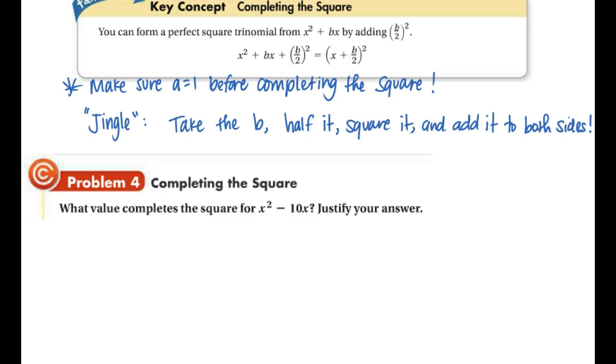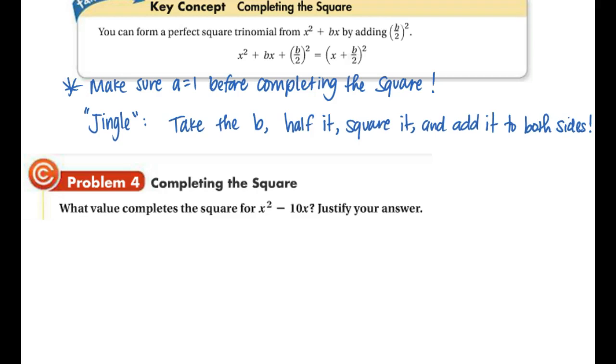I just want to reiterate what I was talking about a moment ago. The a value needs to be equal to 1 before you complete the square. So if the a value is not equal to 1, we will need to factor that out before doing anything else. So here's a little jingle, and I know it doesn't rhyme, but it's something to help you remember this.